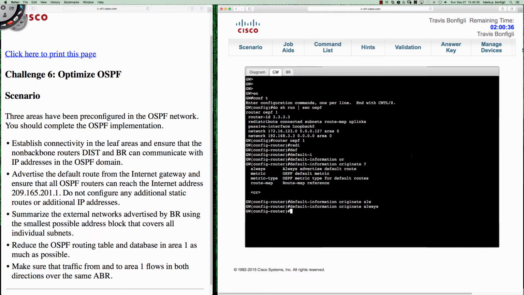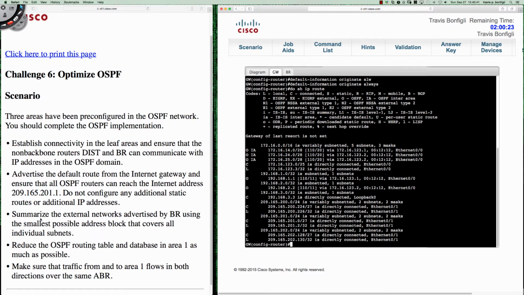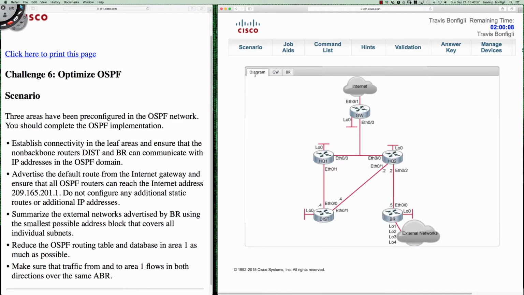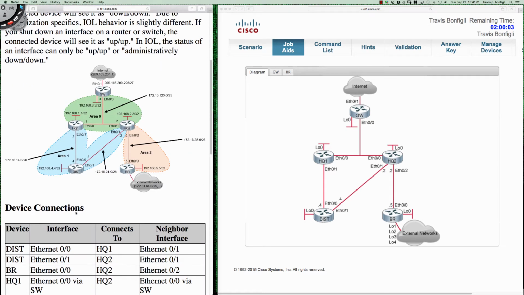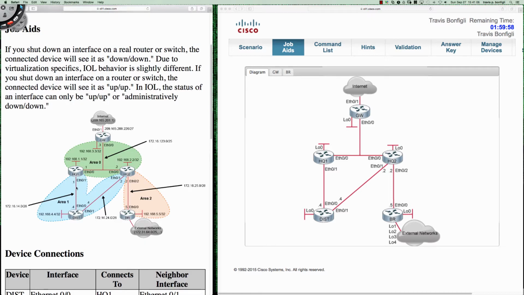Let's confirm. If I go here to the gateway router, let's see if we see anything. And if I say do show IP route, and we don't see anything, so there could be some extra work that needs to be done. Let's take a look here. So we summarize the external networks by having the BR router advertise the smallest possible block, to reduce the Ospf routing table and database in area 1 as much as possible. So let's check out area 1 here. Actually, excuse me, we'll need to take a look at our job aids. And so area 1 is actually these interfaces on these routers, HQ1, HQ2, and the distribution router.